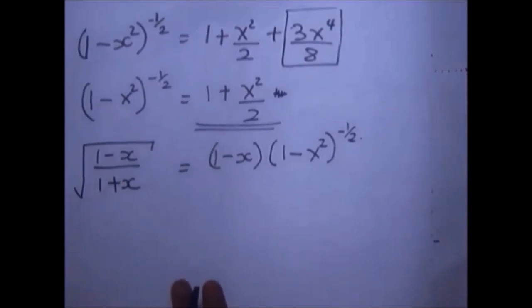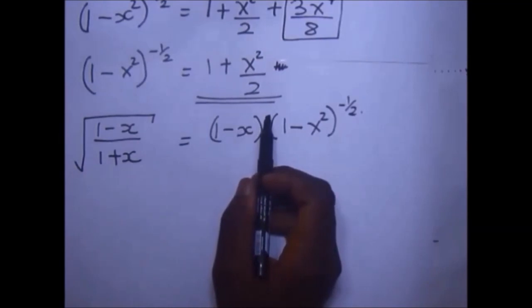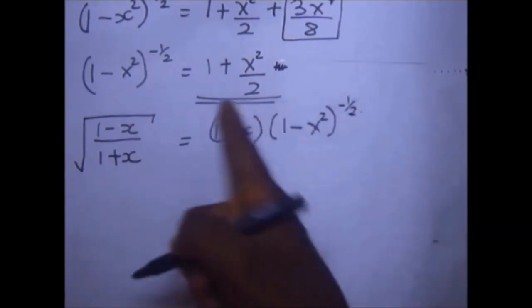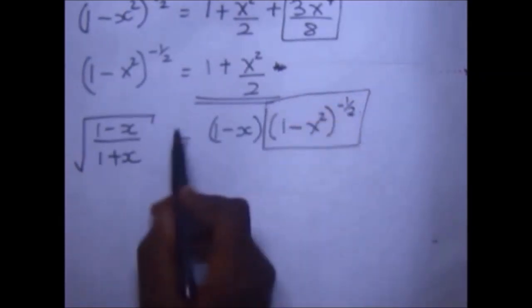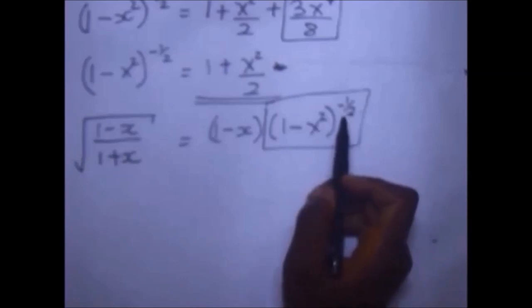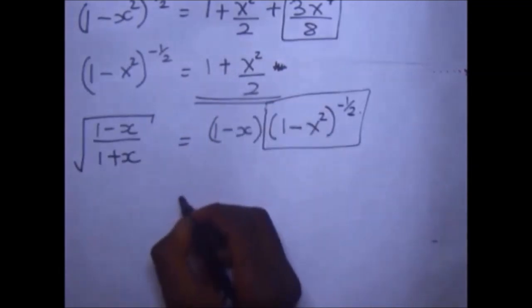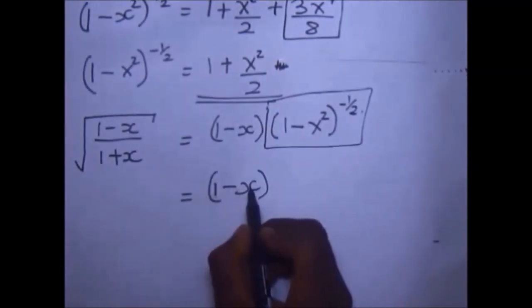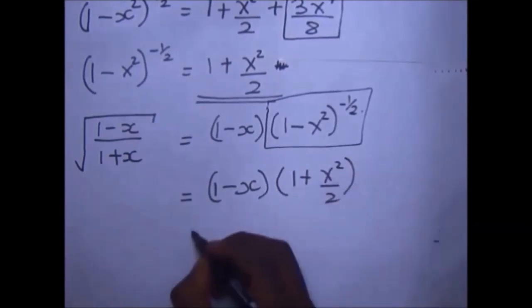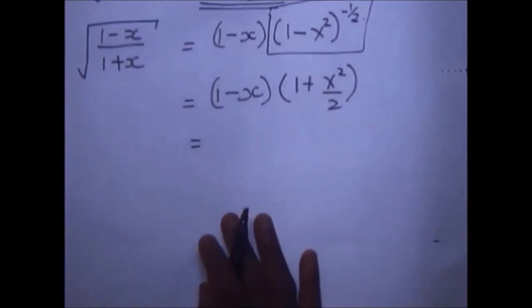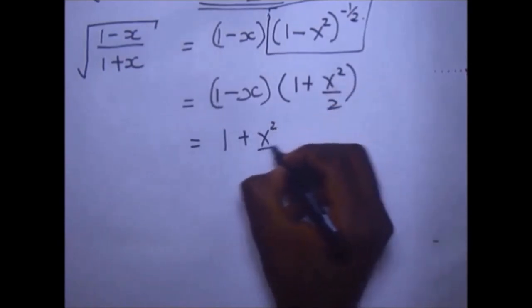Now we said that the expansion for this is known. 1 - x is already expanded because (1 - x) to the power 1 is the same as saying 1 - x. Then what we were doing before, we were trying to get the binomial expansion, and we got it. (1 - x²) to the power negative a half is equivalent to this term. So we are simply going to say it's going to be (1 - x) multiplied by (1 + x²/2), we open brackets. 1 times 1 is 1, plus 1 times that is x²/2.